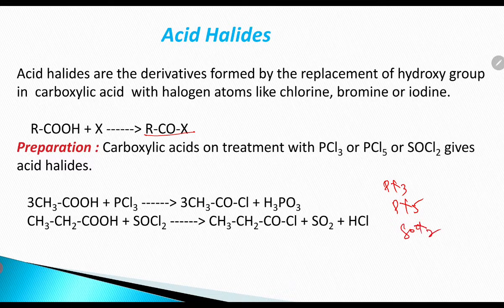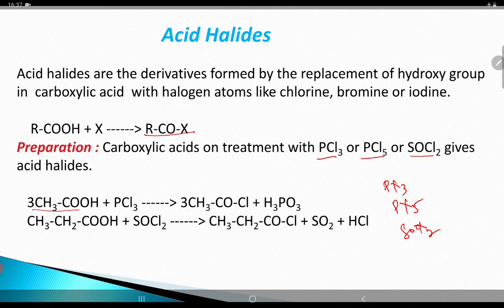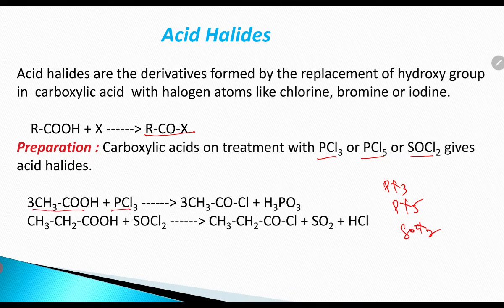Here I have taken the example of phosphorus trichloride, phosphorus pentachloride and sulfuryl chloride. So if you see the examples, suppose acetic acid on reaction with phosphorus trichloride gives acetyl chloride, that is, the OH group of the carboxylic acid is replaced by a Cl group and acetyl chloride is obtained.